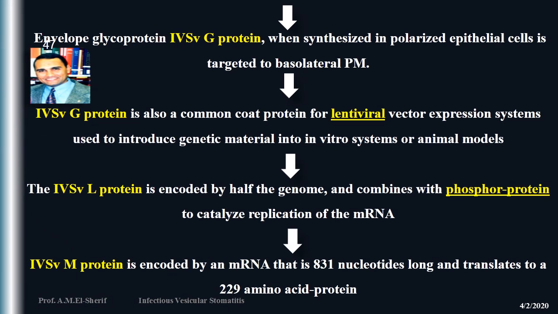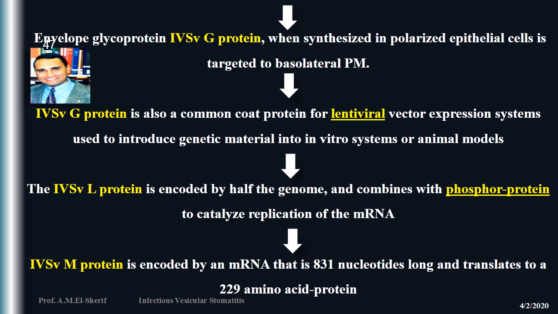Envelope glycoprotein of Indiana vesicular stomatitis virus G protein, when expressed in polarized epithelial cells, is targeted to the basolateral membrane. Indiana vesicular stomatitis virus G protein is also a common coat protein of lentiviral vector expression systems used to introduce genetic material into in vitro systems or animal models.